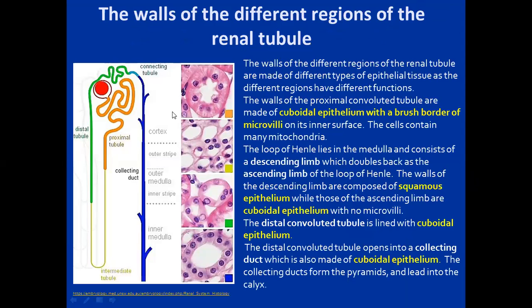So we're looking at the walls of the renal tubule, and remember that the walls of the renal tubule are simply a single layer of epithelial tissue resting on a basement membrane. And that it's different in different regions because they have different functions in different regions. So look at the pictures. If you look on the micrographs, these little colors here, that's a key to the color of the region on the tubule. So mustard is just a proximal convoluted tubule. Green is distal convoluted tubule, etc.